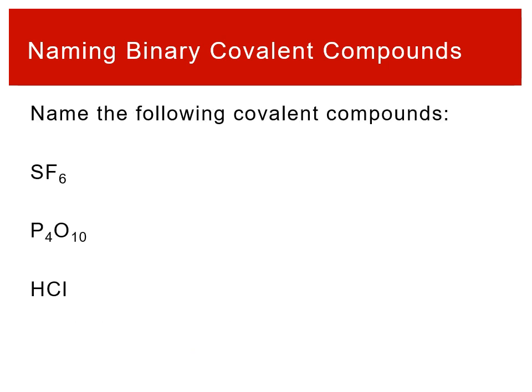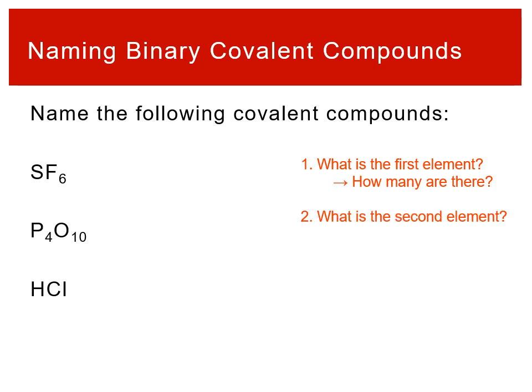All right, let's get some practice naming binary covalent compounds. Name the following covalent compounds: SF6, P4O10, and HCl. When we're looking at naming covalent compounds, the first question we always want to ask is, what's that first element? How many are there? Because now we need prefixes. This is what's different between covalent and ionic. Then what's the second element? How many are there? There's no process of determining charge, and no polyatomics to remember. It's just literally looking up the atom name on the periodic table, changing the suffix on the second one, and adding prefixes.